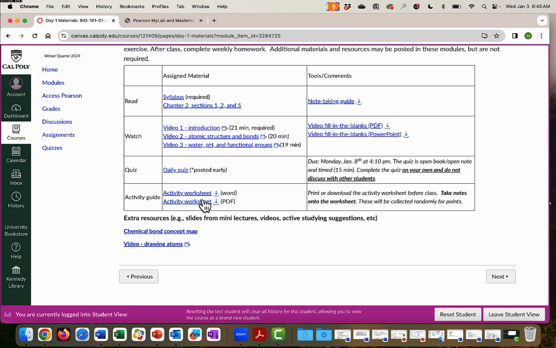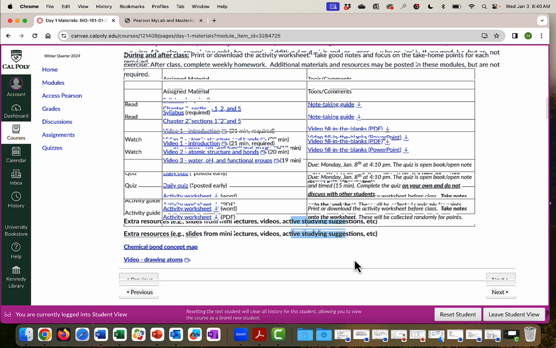So before class, you want to download these and either save them on a tablet and or print them so that you can take notes onto the worksheet, and then these will be collected randomly for points. And then after class, I'll try to post in some of these extra resources. So maybe slides from a mini lecture, or if there's a really helpful animation on YouTube or active studying suggestions, I'll go ahead and post it down here. So you can always refer to that when you're studying.